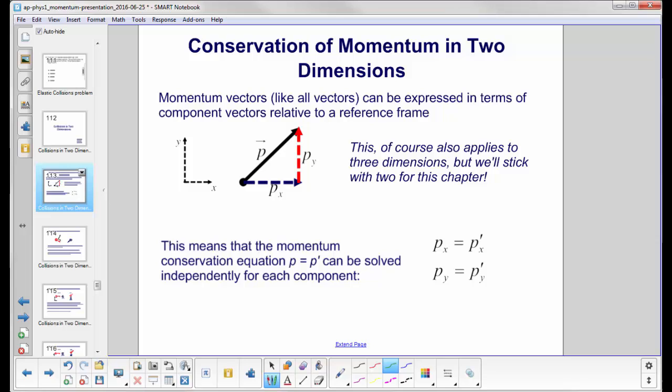So that means the momentum conservation equation, where your initial momentum equals your final momentum, can be solved independently for each component. So we have p sub x equals p prime sub x, and p sub y equals p prime sub y.